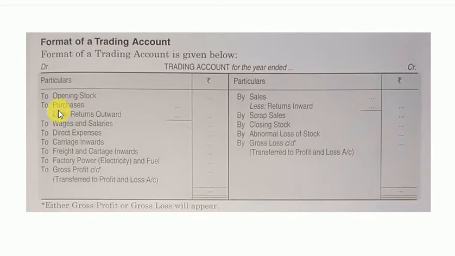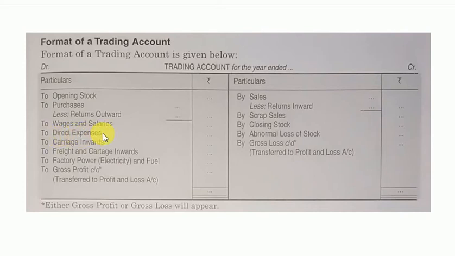And proceed towards the second item, that is purchases. Whatever goods and services are purchased by an organization or an entity will be recorded here, and we will list the returns outward, that means purchase return. If there is any return of purchases, then we'll deduct this purchase return from the amount of purchases, and we'll get the amount of net purchases. Then now proceed towards another item, that is wages and salaries. Wages and salaries is also a direct expense for an organization, so that will be recorded on the debit side of trading account.